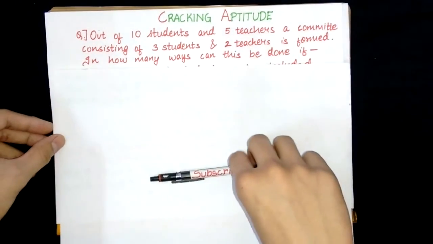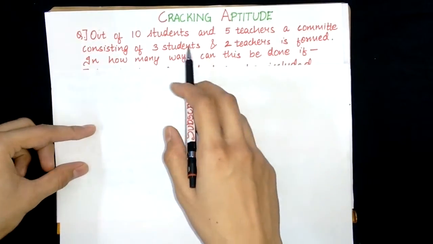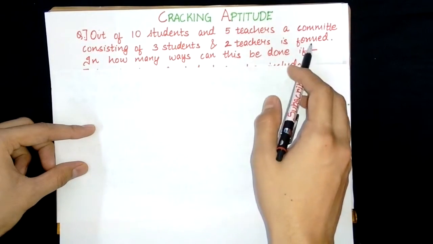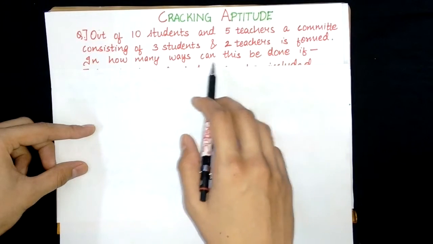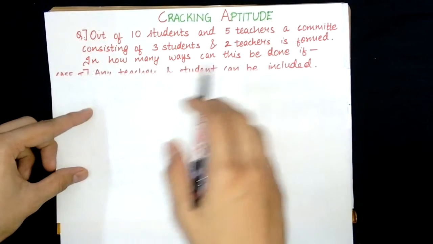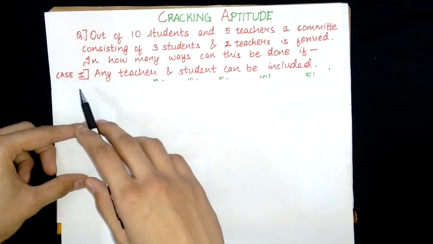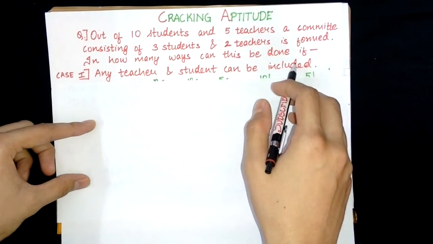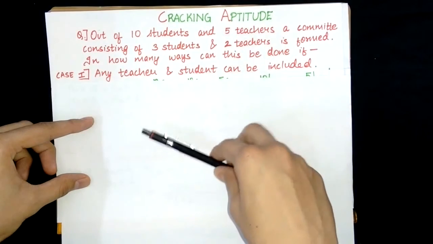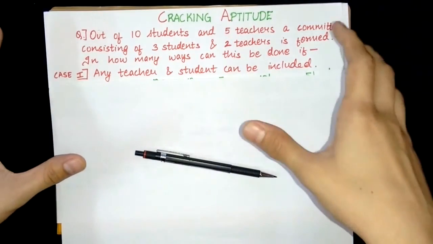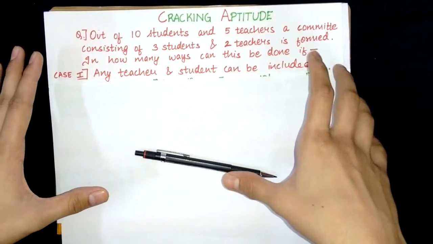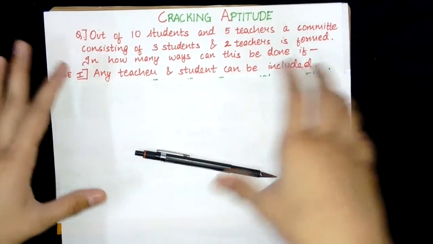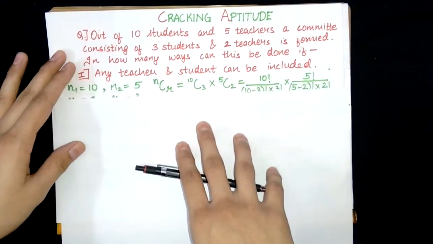by taking a question. Out of 10 students and 5 teachers, a committee consisting of 3 students and 2 teachers is formed. In how many ways can this be done? The first condition is case 1, where any teacher and student can be included. So first of all, there are a total of 10 students and 5 teachers, out of which we have to select any 3 students and 2 teachers to form a committee. So let's see how this can be done.